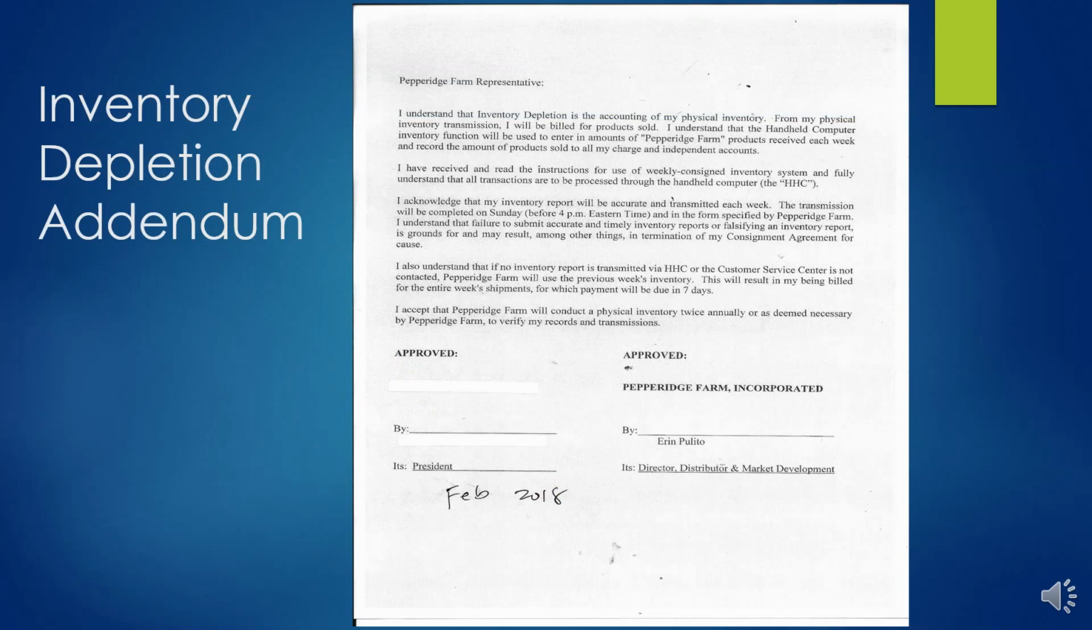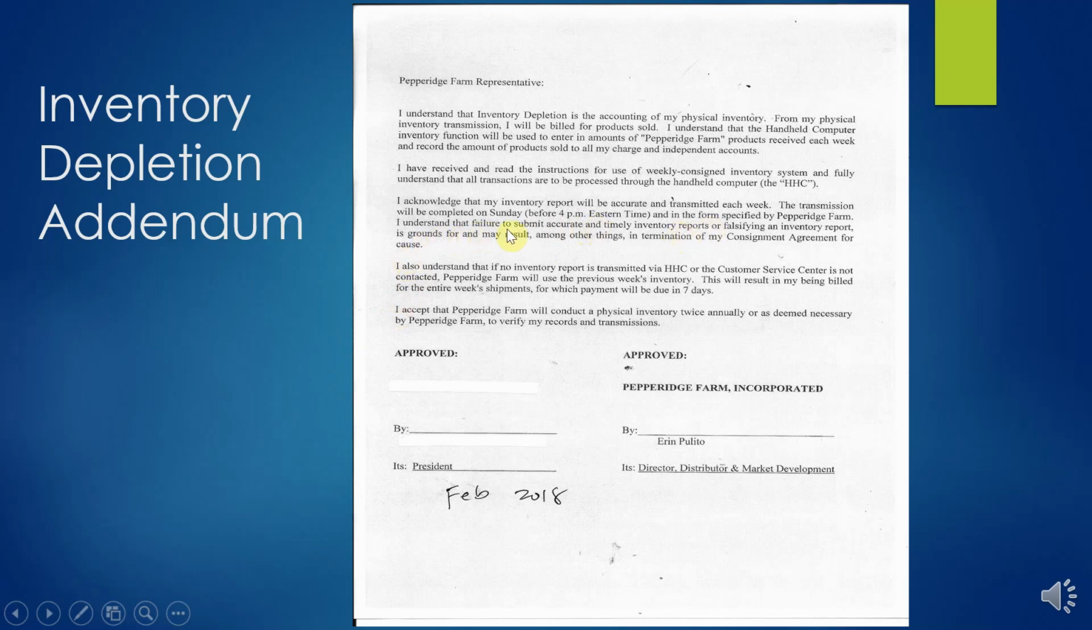In 2000, Pepperidge Farm rolled out Project Symphony, which converted from the distributor customer purchasing their product to only paying for the product once they sold it. The main item that we need to take a look at here is the fact that in paragraph 3, I acknowledge that my inventory reports will be accurate and transmitted each week. The transmission will be complete on Sunday before 4 p.m.